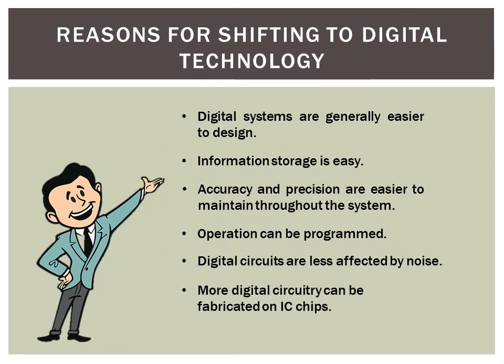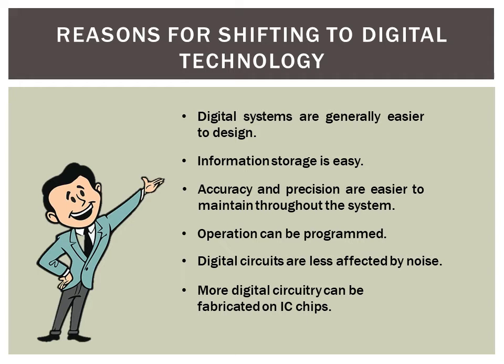Number 4. Operation can be programmed. It is fairly easy to design digital systems whose operation is controlled by a set of stored instructions called a program. Analog systems can also be programmed, but the variety and the complexity of the available operations are severely limited.